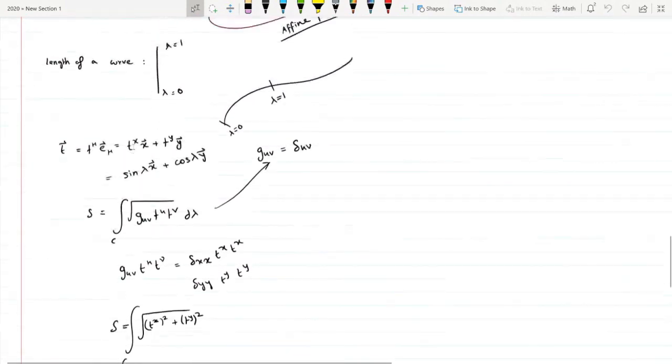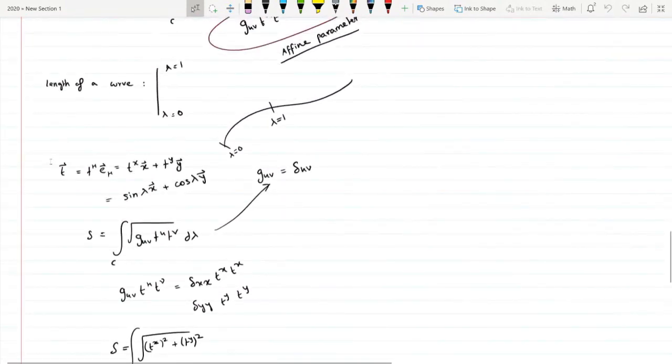It's input. I've given you an example of a question where, if you look at what I've highlighted right now, I've told you that my tangent vector T is T^μ times e_μ. Right? Which, if you remember the Einstein summation convention, is T^x times my x basis vector plus T^y times my y basis vector, which I've given you in my question as sine lambda times my basis vector plus cos lambda times my basis. So this is the T^x component. This is the T^y component.